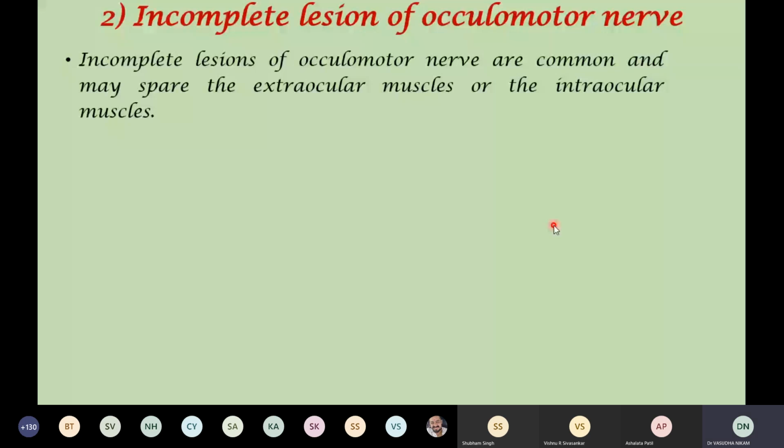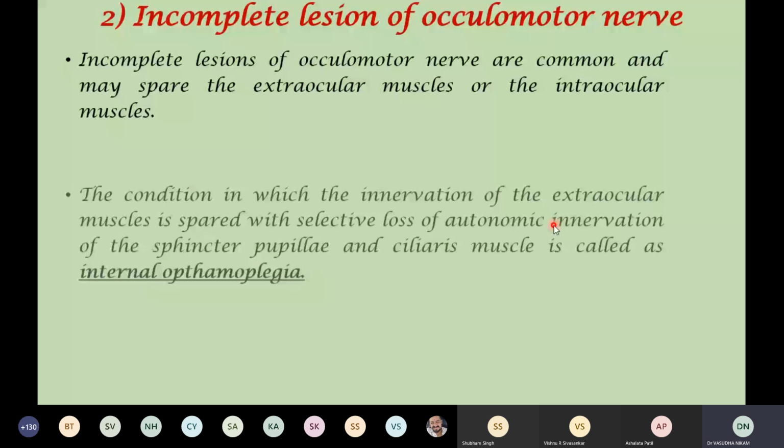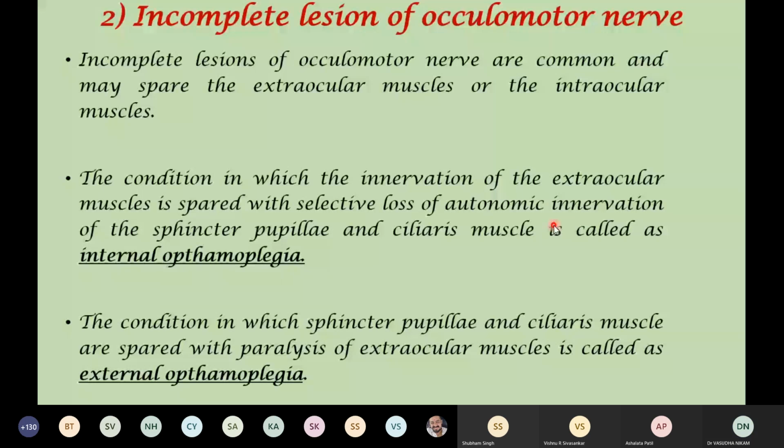We can divide the condition into two areas. One is called internal ophthalmoplegia and second is called external ophthalmoplegia. What do you mean by this word? Internal ophthalmoplegia, try to understand this condition. The nerve supply to the extraocular muscles is spared, so they are normal. The extraocular muscles are not paralyzed here. But remember, there is selective damage to the autonomic fibers coming to the sphincter pupillae and ciliaris muscle. So definitely there will be loss of accommodative reflex as well as loss of direct and consensual light reflexes. Is it clear? So this condition is called internal ophthalmoplegia.